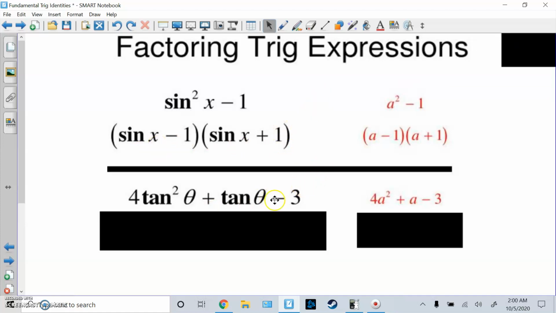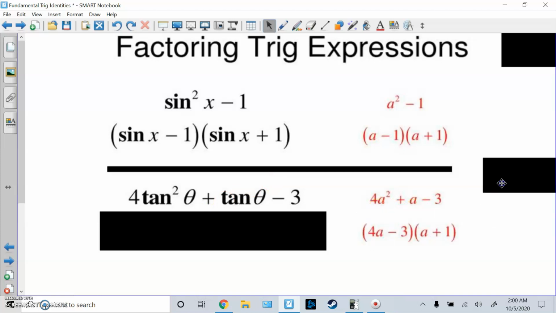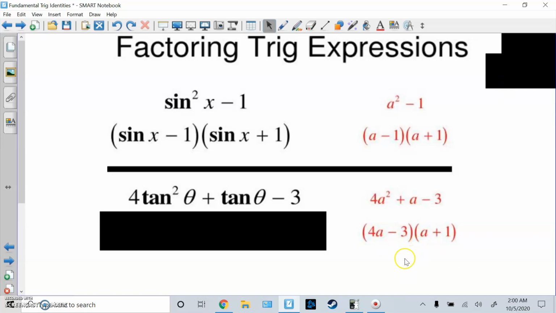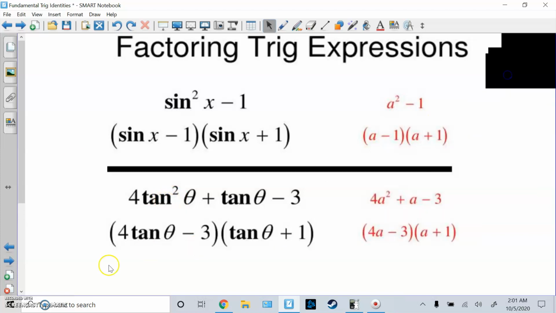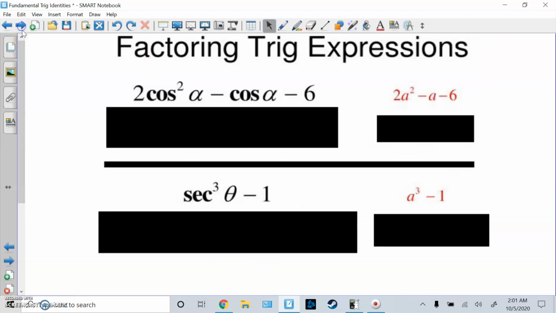You also have the X method, the AC method, or the guess and check method. Right, if I had to factor 4a squared plus a minus 3, you'd say, oh, 4a times a, 3 times 1, and fix the signs. Same thing here. So here, a stands for tangent of theta. Right, so what times what is 4 tan squared? Well, that's 4 tan times 1 tan, right? 4 times 1 is 4, tan times tan is tan squared. 3 times 1 is 3, 3 and 1, you do the correct sign to get the middle. Make sure you guess and check correctly.